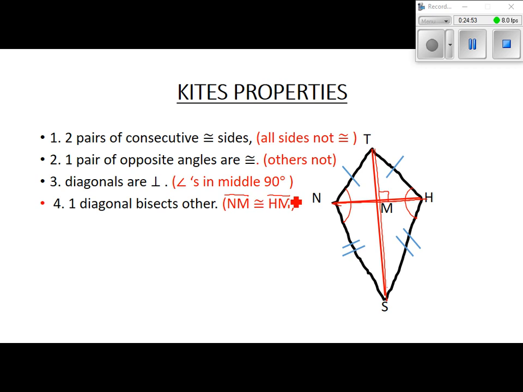One diagonal bisects the other. If I look at these diagonals, notice this longer diagonal here going up and down, it's not being bisected because this bottom part is most definitely longer than this top part. But these two, that one diagonal gets bisected.